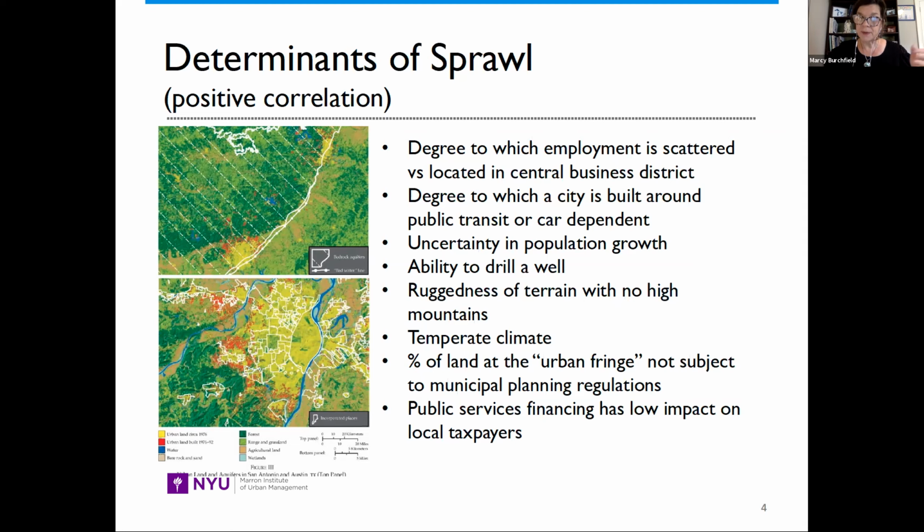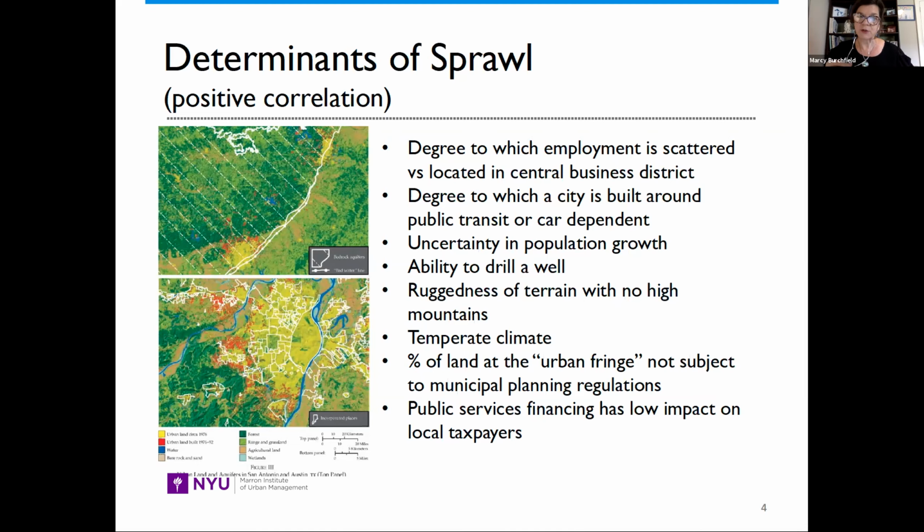The uncertainty in terms of population growth, whether it was fast-paced growth versus a staggered growth, sort of the boom and bust that you see in some areas. And then the interesting one that fascinated me was the ability to drill a well, really the presence of an aquifer, and where water could be accessed outside of municipal systems. Ruggedness of terrain, which is really around foothill types of physical forms, versus mountainous areas where urban growth is much more compact because of the physical constraints.